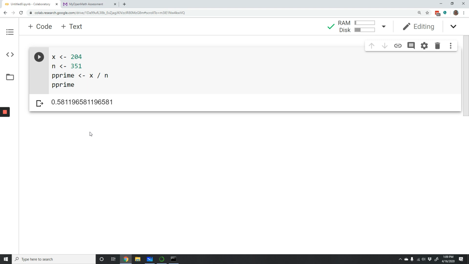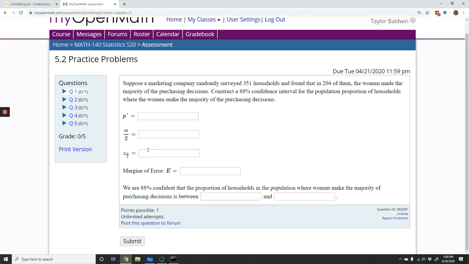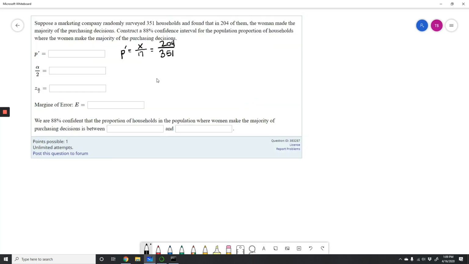That means from our sample, about 58% of households surveyed said that the woman makes the majority of the purchasing decisions. Okay, so let's copy that and put it in for that first value. So our sample proportion is 0.581965, about. Next, we want to find alpha over 2. Now we're going to get this from our confidence level. Our confidence level is 88%, or as a decimal, 0.88.